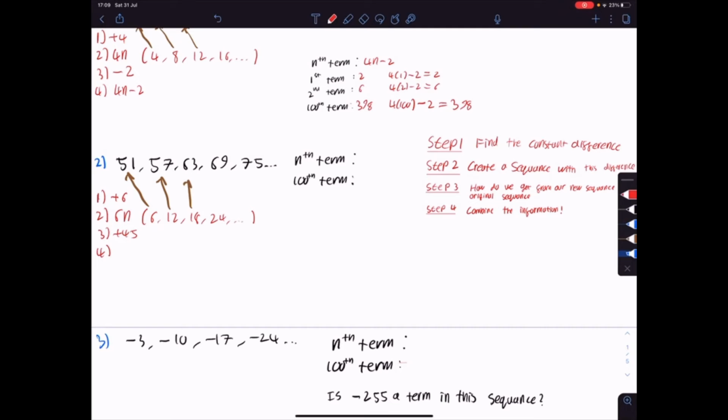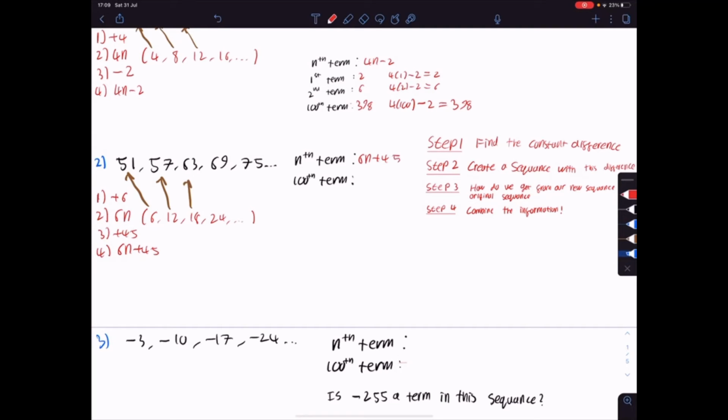So step 4, combine this information. We know if we have the sequence 6n and we add 45 to it, we're going to get back to our original sequence. So our nth term is just 6n plus 45. And I'll just write that again down here.